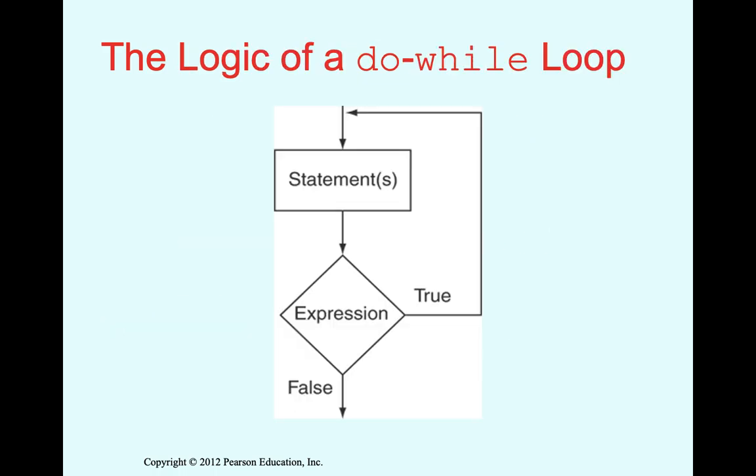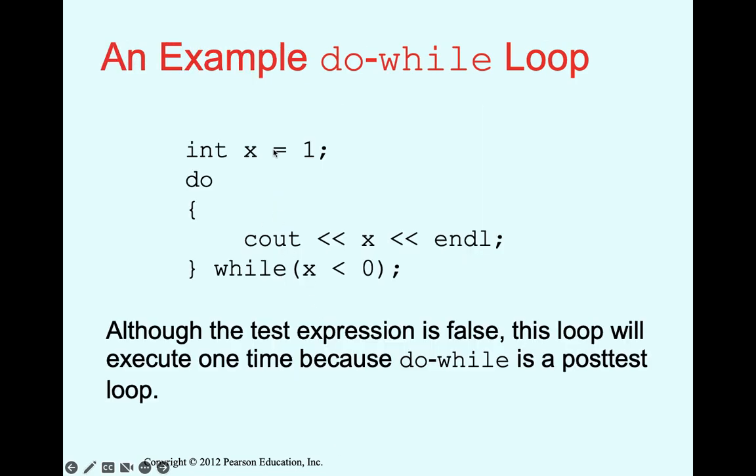Okay. So how does it work? First, you execute the statement before checking the condition, and at the end, you check the condition. If it's true, you repeat the statement and the condition, and so on. If it's false, you go on. So check this example. x is equal to 1. We do cout x while x is less than 0. So this condition is false, but although it's false, this block was executed once, right? So with do while, you execute the block at least once because you check the condition after that.